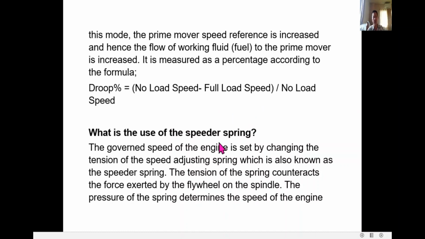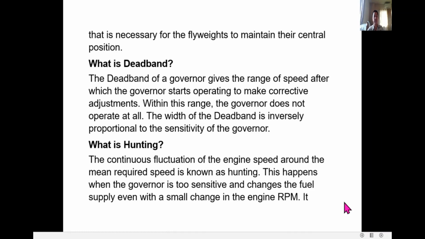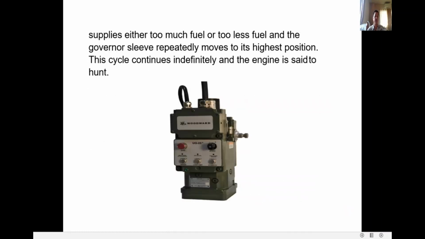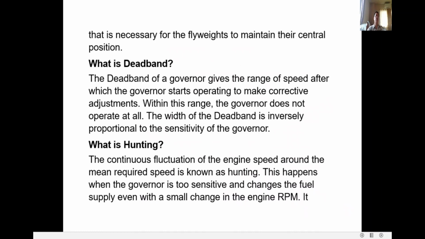So what is the use of the speeder spring? The governed speed of the engine is set by changing the tension of the speed adjusting spring, which is also known as the speeder spring. The tension of the spring counteracts the force exerted by the flywheel on the spindle. The pressure of the spring determines the speed of the engine that is necessary for the flyweights to maintain their central position.